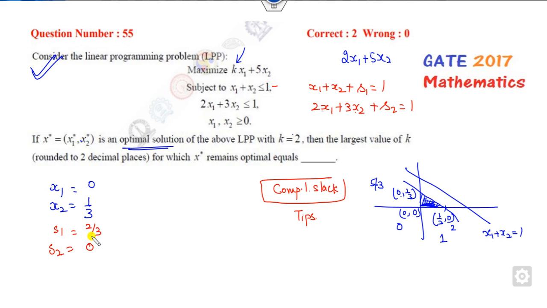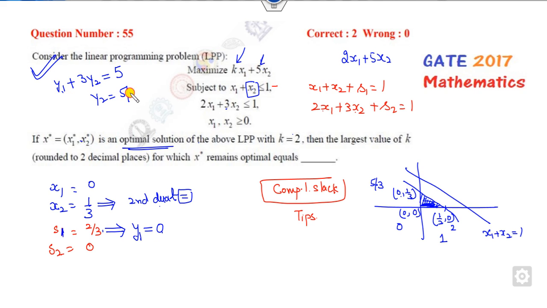What is the meaning of that? Whenever S1 is non-zero, it means the corresponding Y1 is 0. If it is 1, then Y1 is 0. If X2 is present, then the second constraint of the dual is an equality. That's the meaning of this. So if you write the dual, the second constraint, corresponding to Y2, Y1 plus 3Y2, is satisfied as equality corresponding to the 5. So Y1 is 0, Y2 will be 5 by 3.